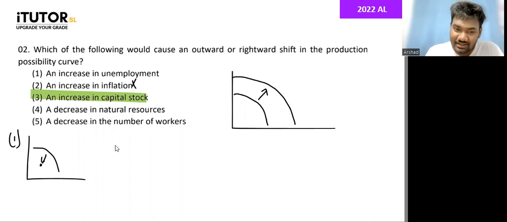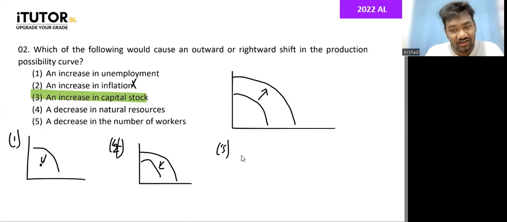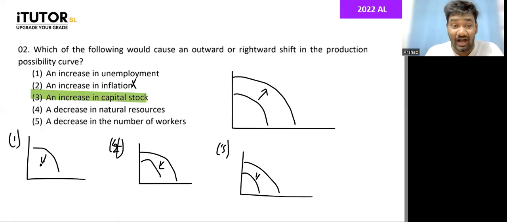A decrease in natural resources, your factor endowment decreases, leftward shift. Decrease in number of workers, your labor is going down, sorry, this is number 4, right? Maybe people are migrating or something, your labor is coming down, right? Maybe that is also, again, a leftward shift. So answer number 3 is an increase in capital stock.